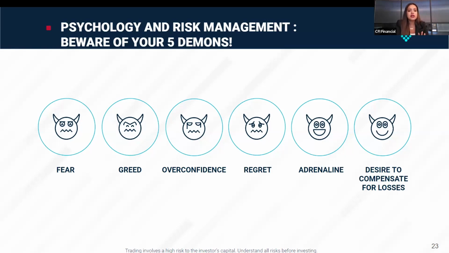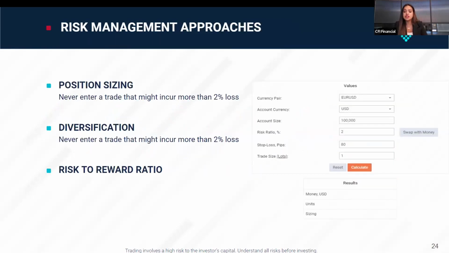Now, we're going to discuss the risk management approaches. Position sizing is very important. It is recommended to never enter a trade that might incur more than 2% losses. It's very important to diversify your portfolio. For example, as we just mentioned, never enter a trade where you're going to lose more than 2% of your capital. The risk to reward ratio is also very important.